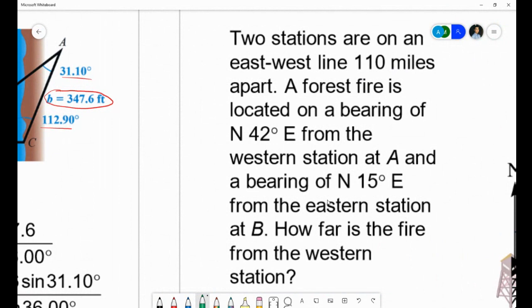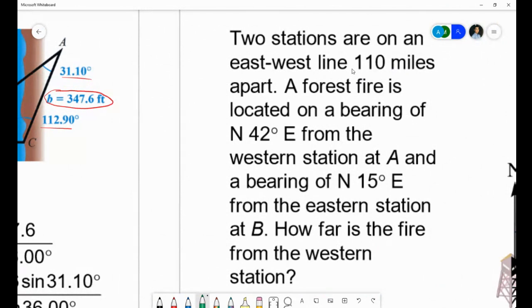I am very lost on trying to visualize what this problem is saying. Okay. So say two stations are on an east-west line. So an east-west line is just a horizontal line. The first thing you should draw is a horizontal line and then put two points for the two stations. And then the distance between those two would be 110 miles. Have you done that part yet?